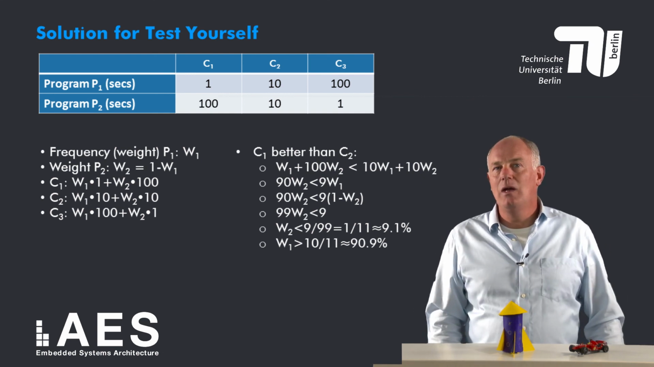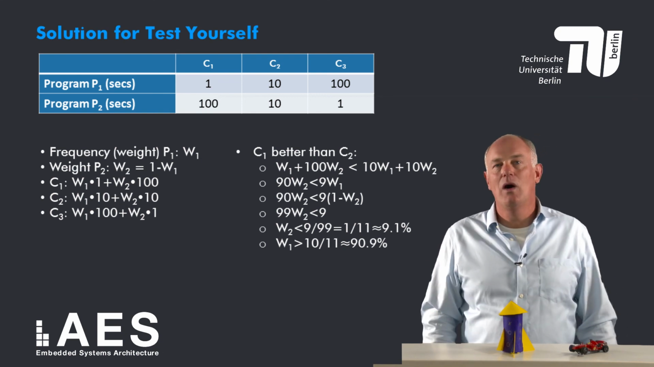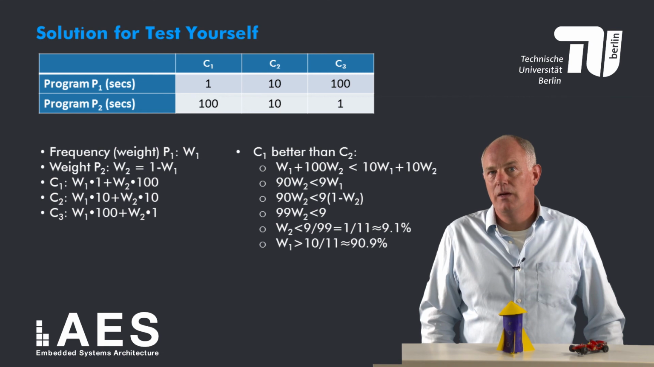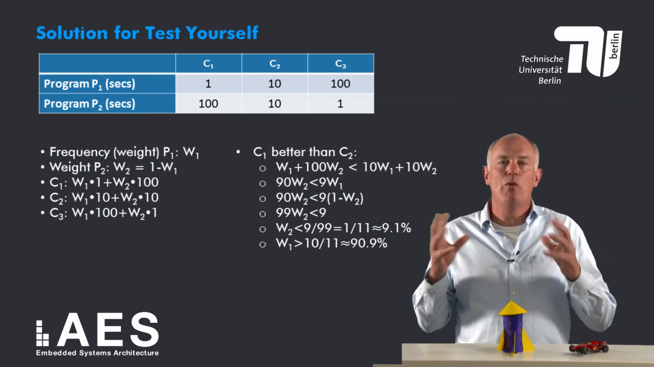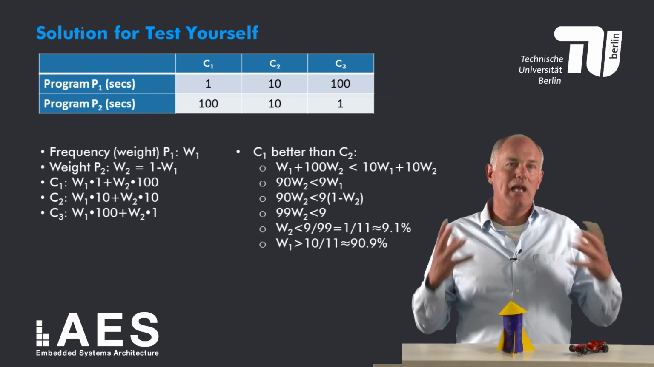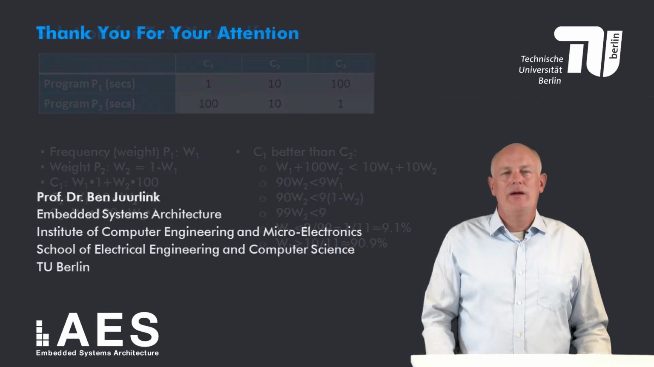Similarly, it can be calculated when C1 is better than C3 and when C1 is better than C2. So C1 is the best buy when its weighted mean is less than both the weighted mean of C2 as well as C3. I leave that as an exercise for you to do.